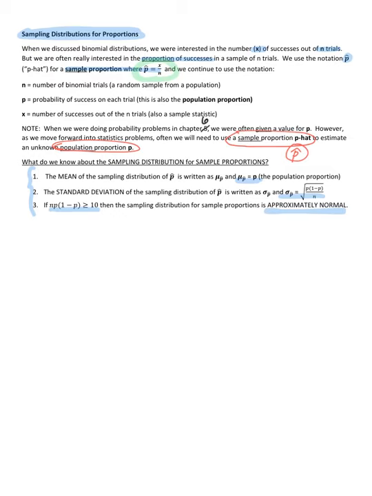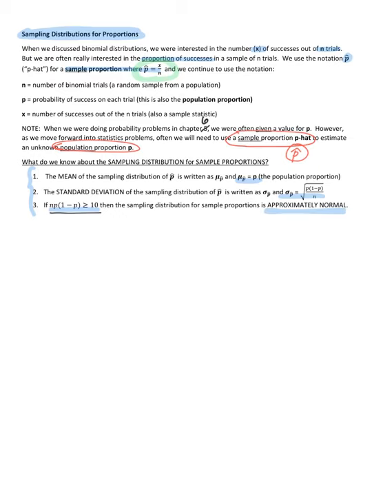I don't know if you remember this one, but the standard deviation for the binomial distribution was the square root of n times p times 1 minus p. So actually, n times p times 1 minus p is the variance of the binomial distribution. So if the variance is greater than or equal to 10, then we can safely assume that the sampling distribution of sample proportions is approximately normal.